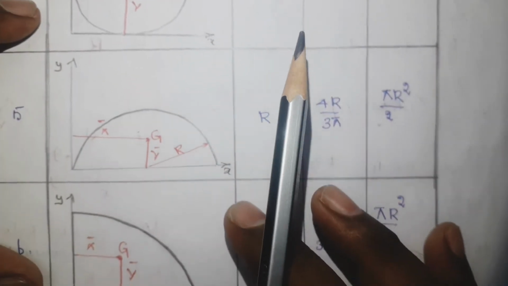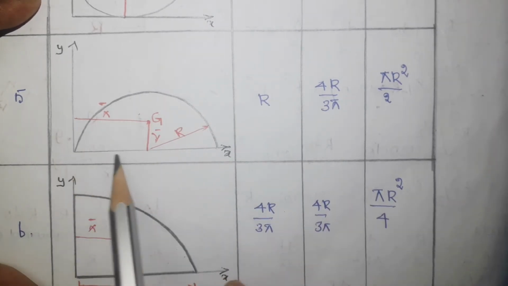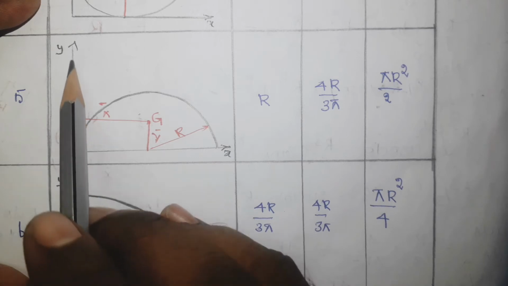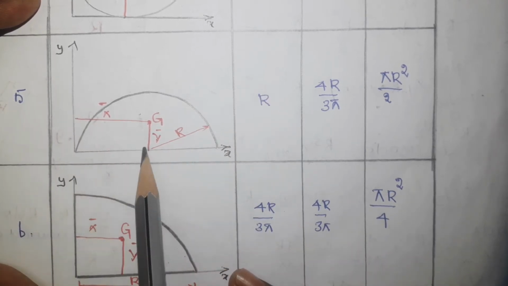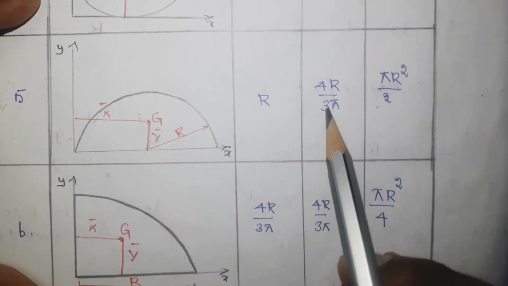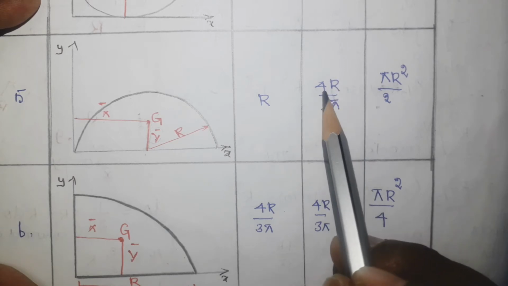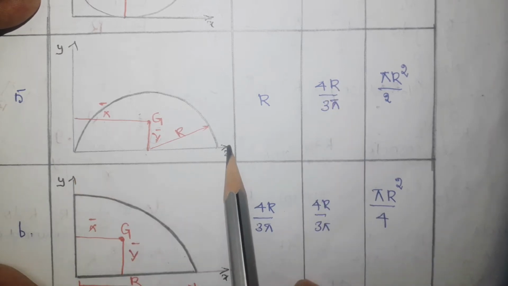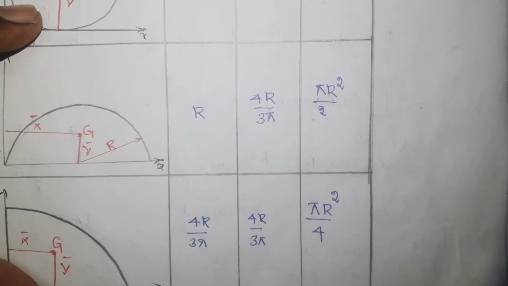Now the third object is a semicircle. So here the formula. So this is the semicircle. Here the x-axis, here it is y-axis. Now this is nothing but x bar. X bar equal to this distance, it is r, and y bar, which is equal to 4r by 3 pi, and please note that it is referred from this x-axis. And then finally the area is pi r square by 2. Okay, so you have to remember this formula, very, very important one.